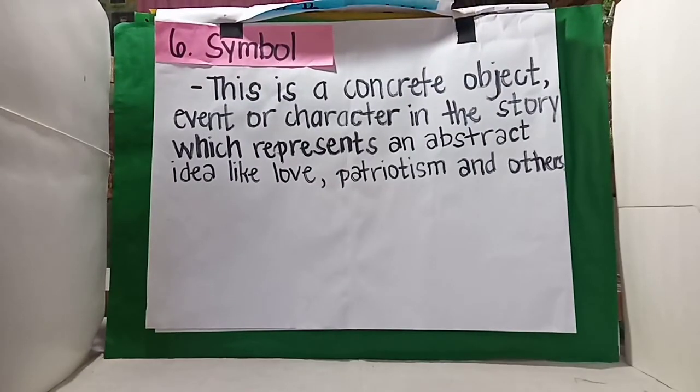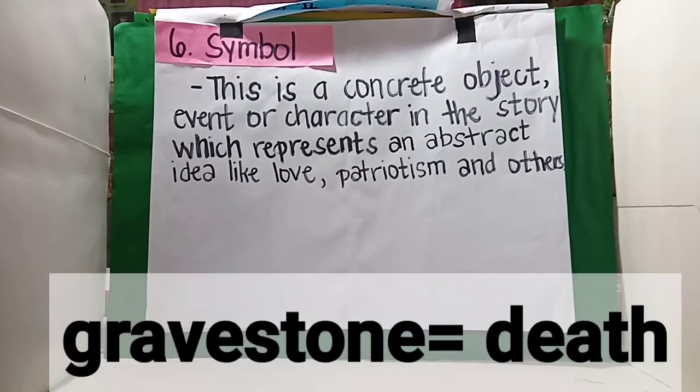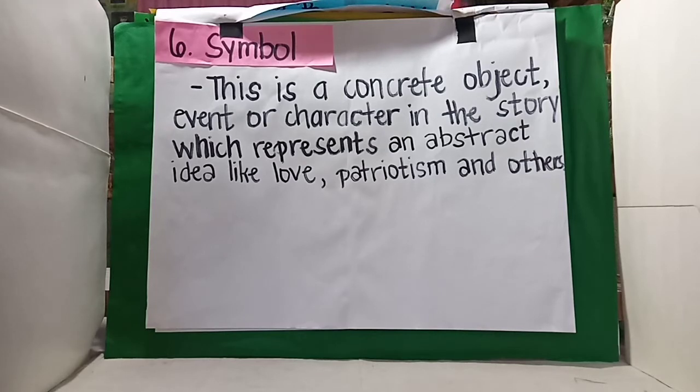Sixth, symbol. This is a concrete object, event, or character in the story which represents an abstract idea like love, patriotism, and others. The meaning of the symbol is revealed through the context of the story. For example, a gravestone. A gravestone may be a symbol of death since gravestones are associated with death. A character who has a dream about a gravestone may actually be having a dream about death. Symbolism is used by authors for a variety of reasons. Many authors use symbolism to subtly allude to the meaning of something without being obvious.